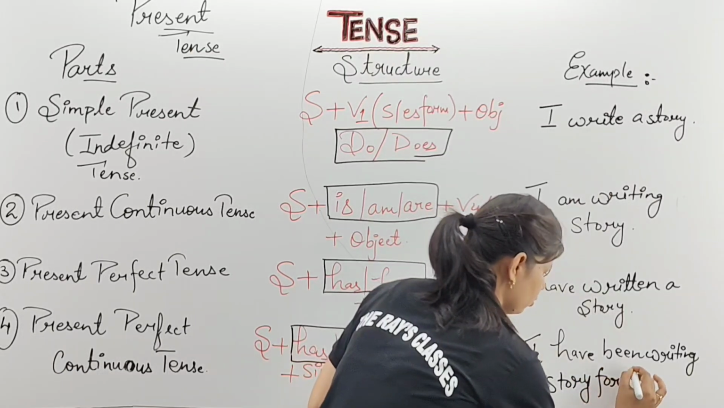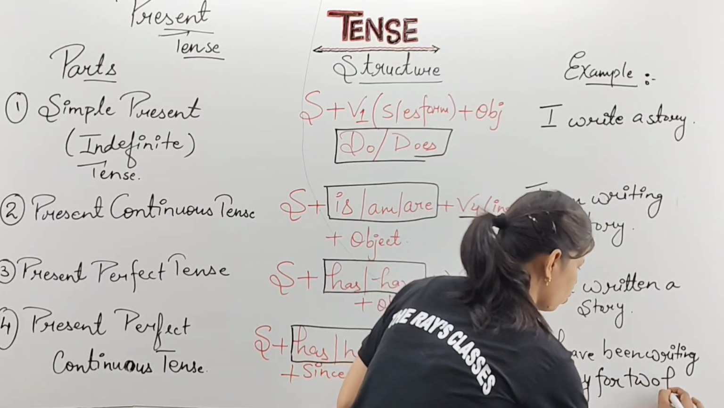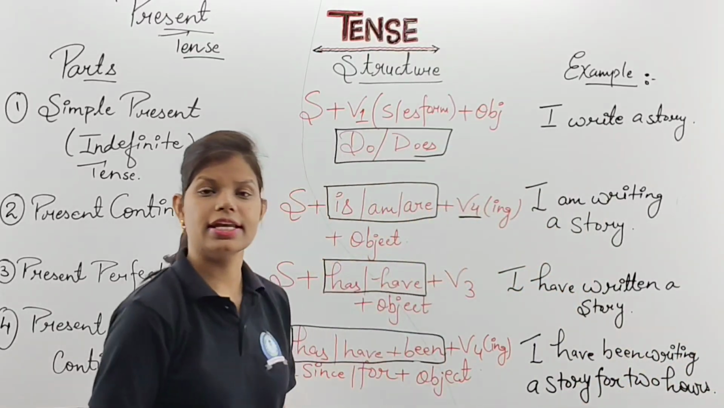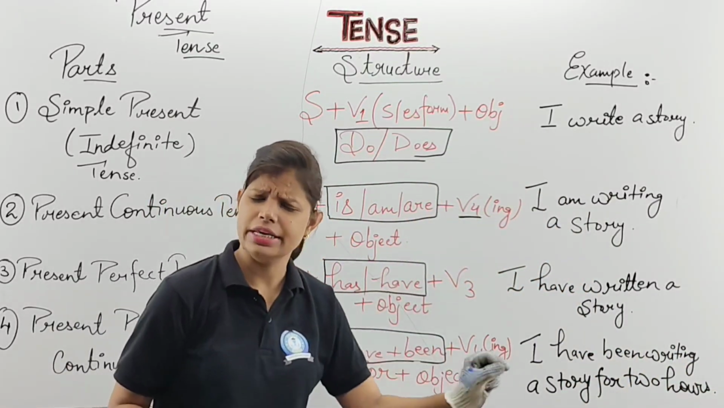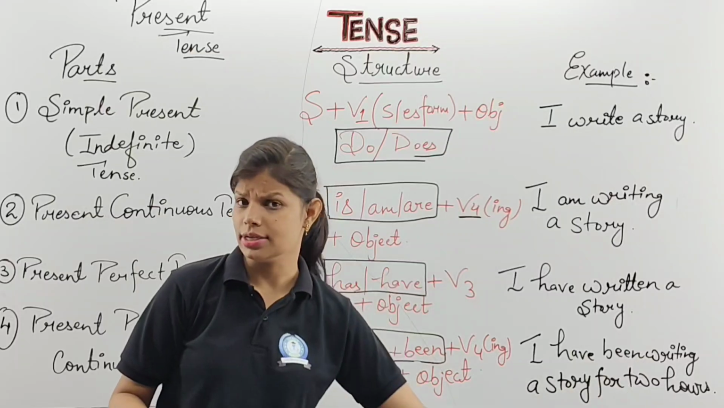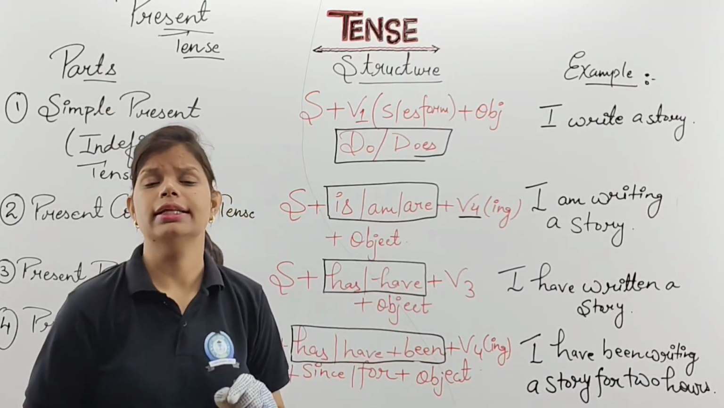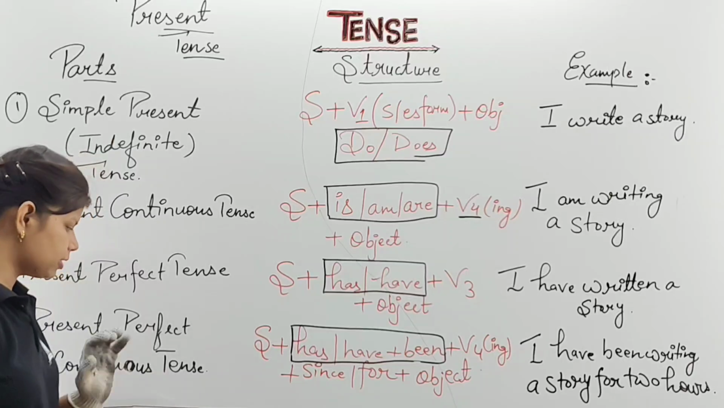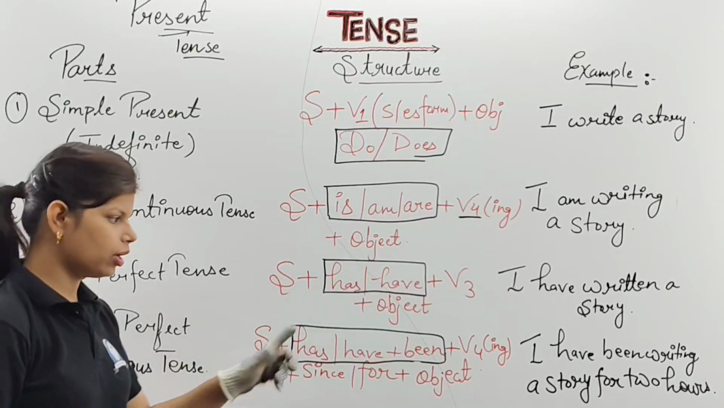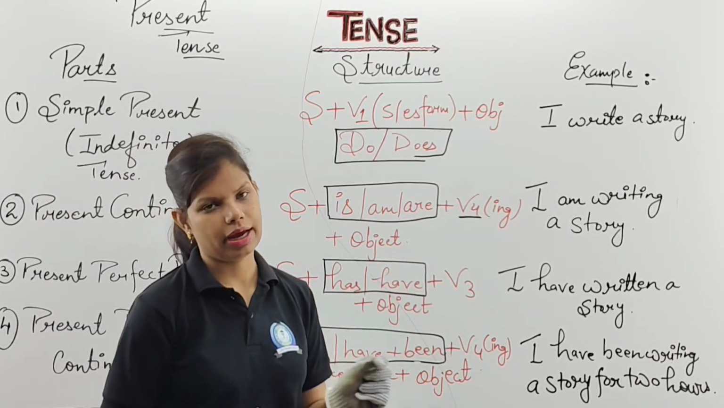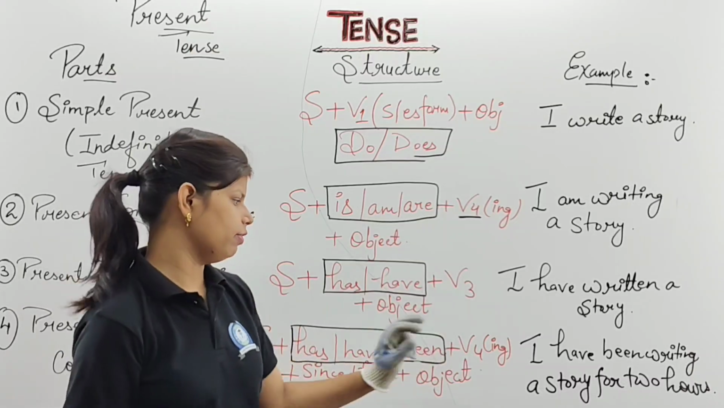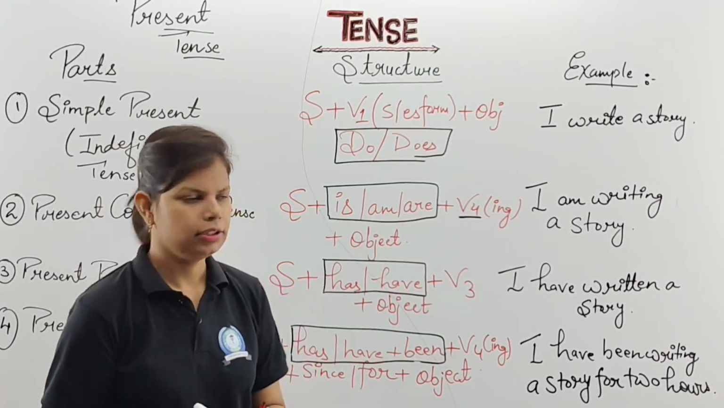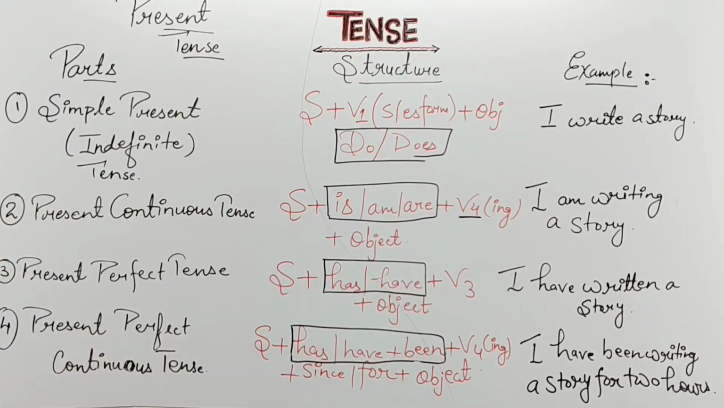for 2 hours. That means your work is in continuation. Continuously you are writing a story. Already 2 hours have passed, but still you are continuing your work. That comes under your continuous tense, the work you are doing continuously. And when you use been, that will be have along with been. That will be your present perfect continuous tense. Clear? Hope you understand this pattern.